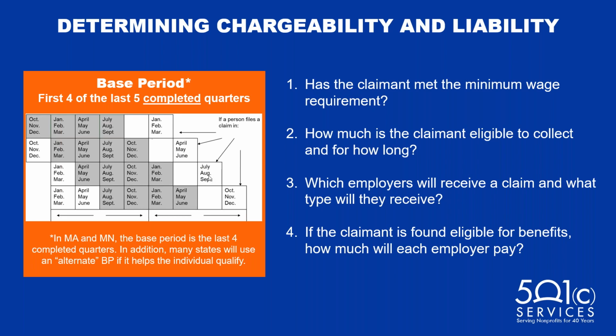So you can see if someone files a claim today in the month of August, if you look to the left, the shaded gray area is going to be that base period. So if someone files today, the base period the state's going to use is April of 2022 through March of 2023.